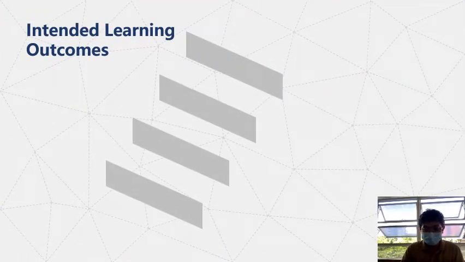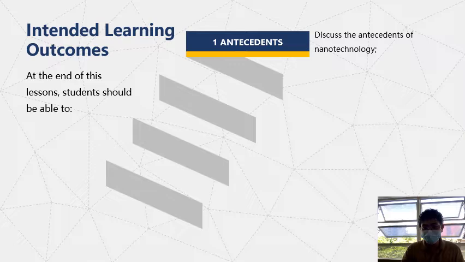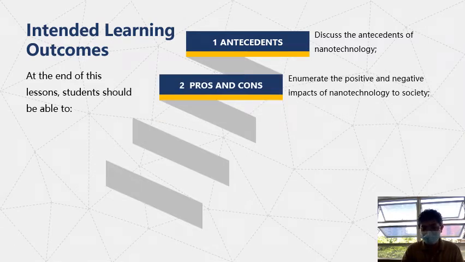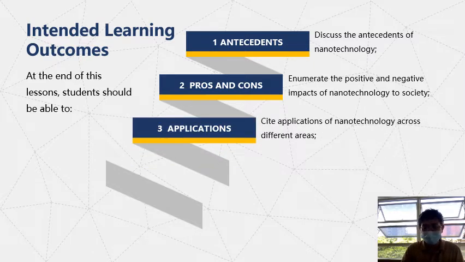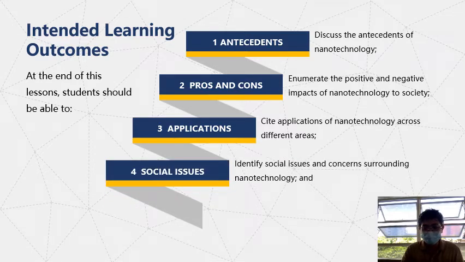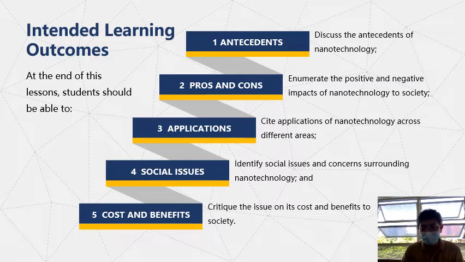So at the end of this lesson, you will be able to first, discuss the antecedents of nanotechnology. You will be able to enumerate the positive and negative impacts of nanotechnology to society, to cite applications of nanotechnology across different areas, and to identify social issues and concerns surrounding nanotechnology, and lastly, to critique the issue on its costs and benefits to society.